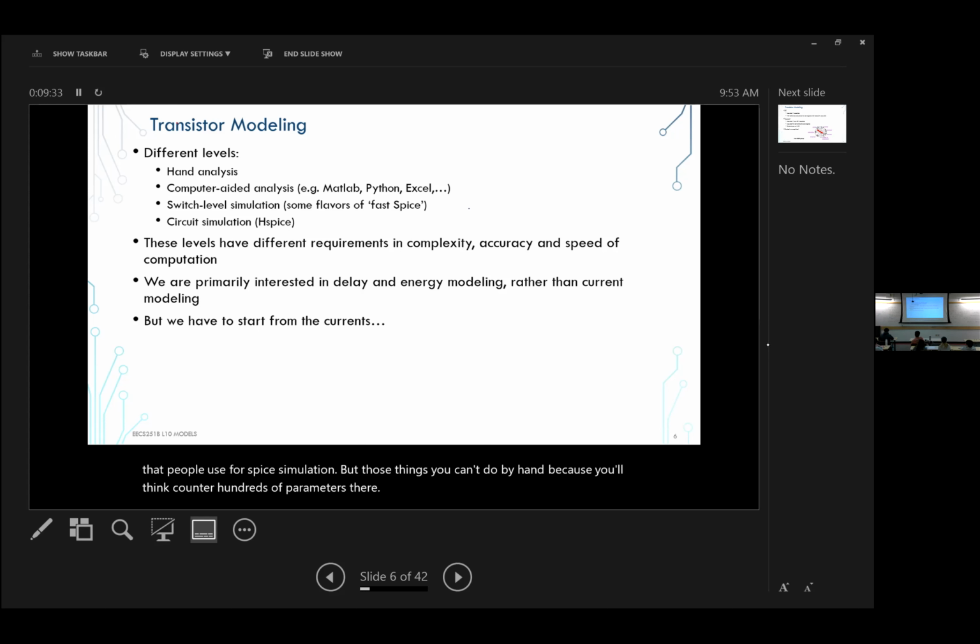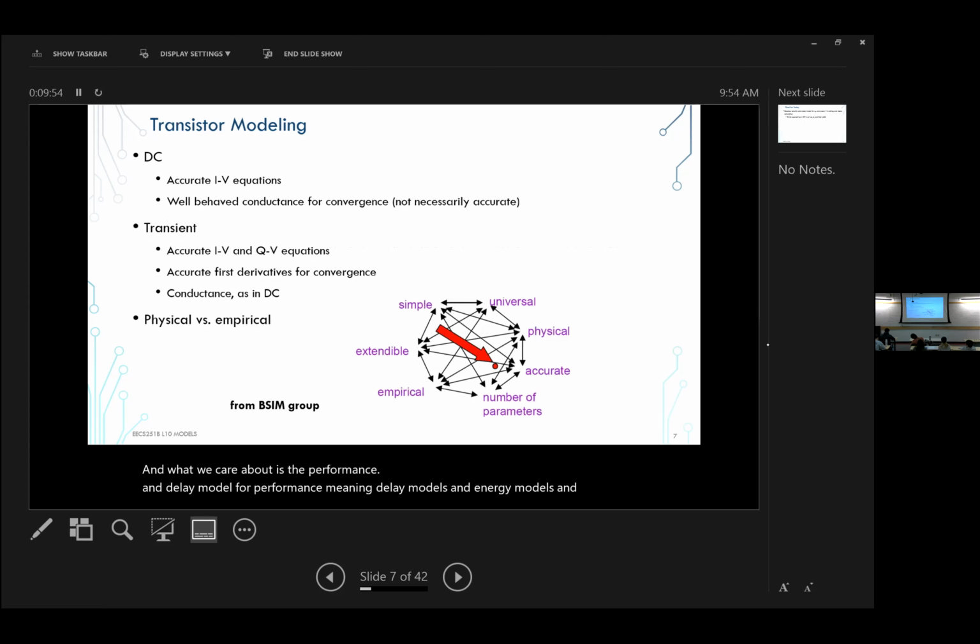So we are primarily interested in this spreadsheet level modeling or Python modeling. We will practice some of that in homeworks. And what we care about is the performance and delay model. Performance meaning delay models and energy models, and that's our goal.